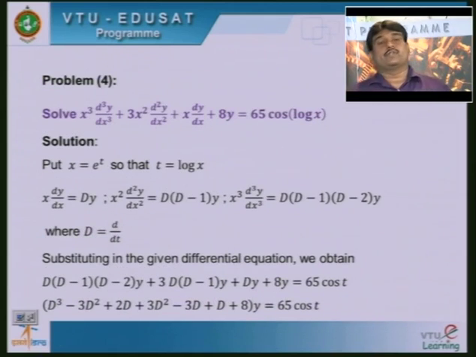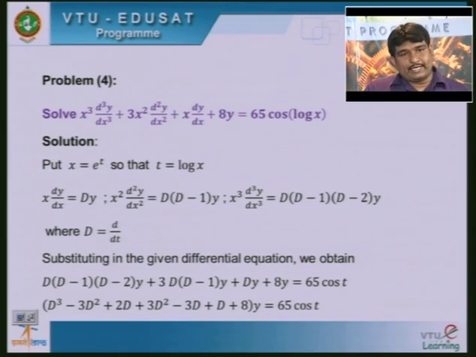Problem 4. x cube d cube y by dx cube plus 3x square d square y by dx square plus x dy by dx plus 8y equals 65 times cos of log x. Yes, the coefficients are according to the rule, so it is Cauchy's differential equation. Use the substitution x equals e to the power of t, then t becomes log x. As usual, x dy by dx becomes D y, x square d square y by dx square becomes D into D minus 1 y, and so on.